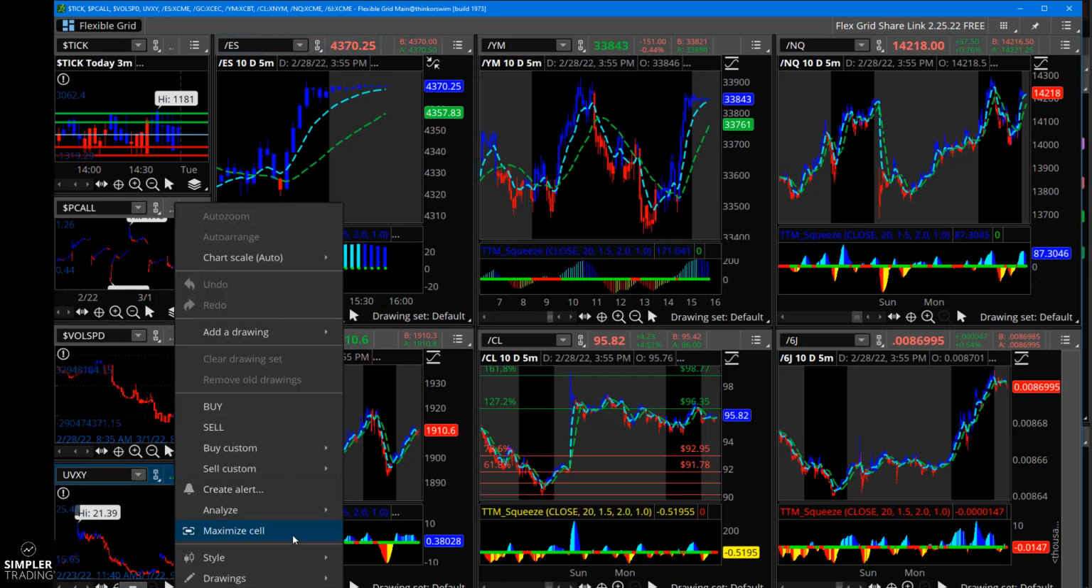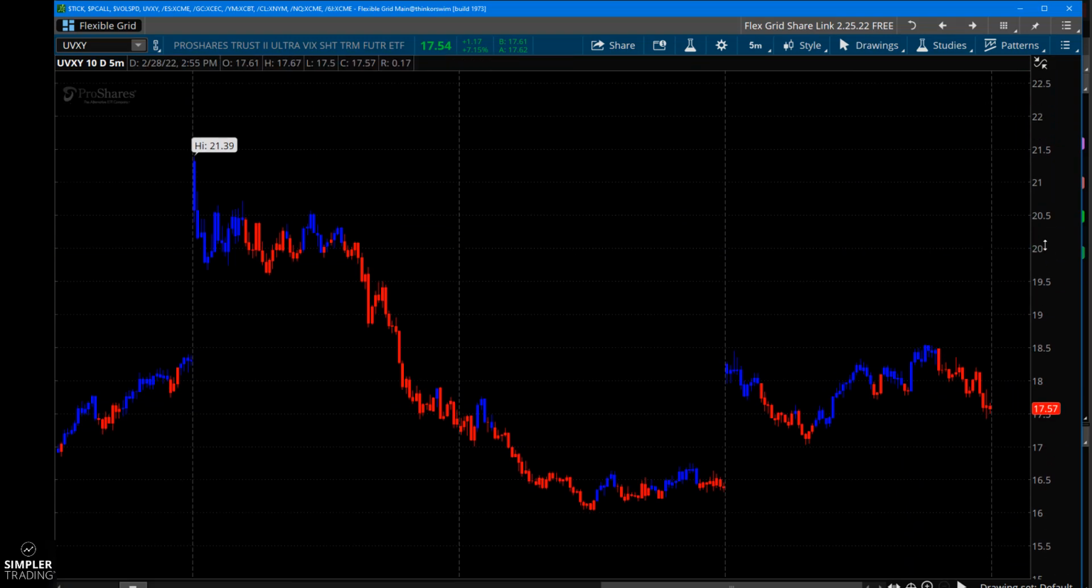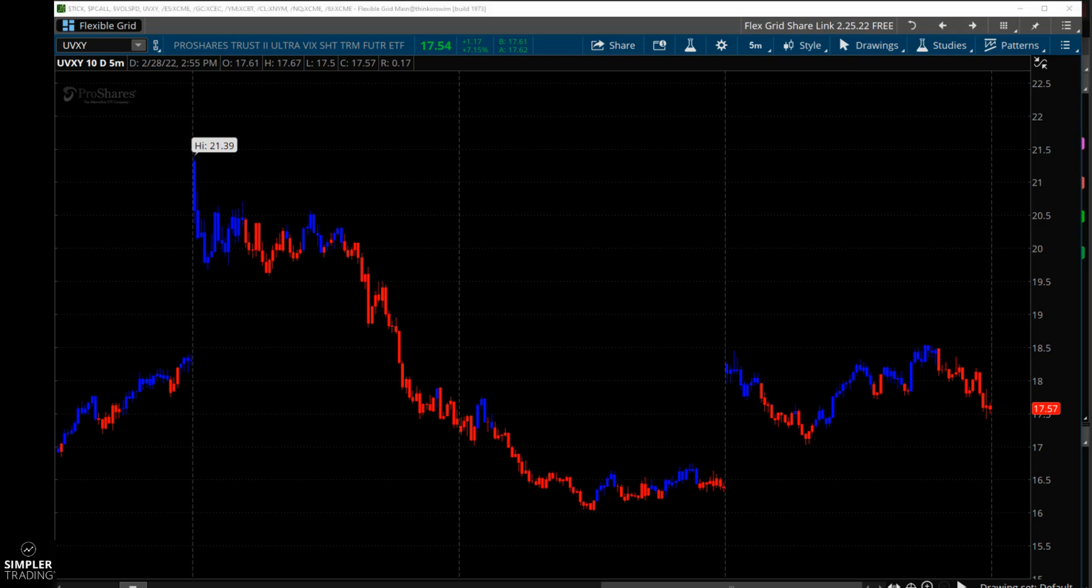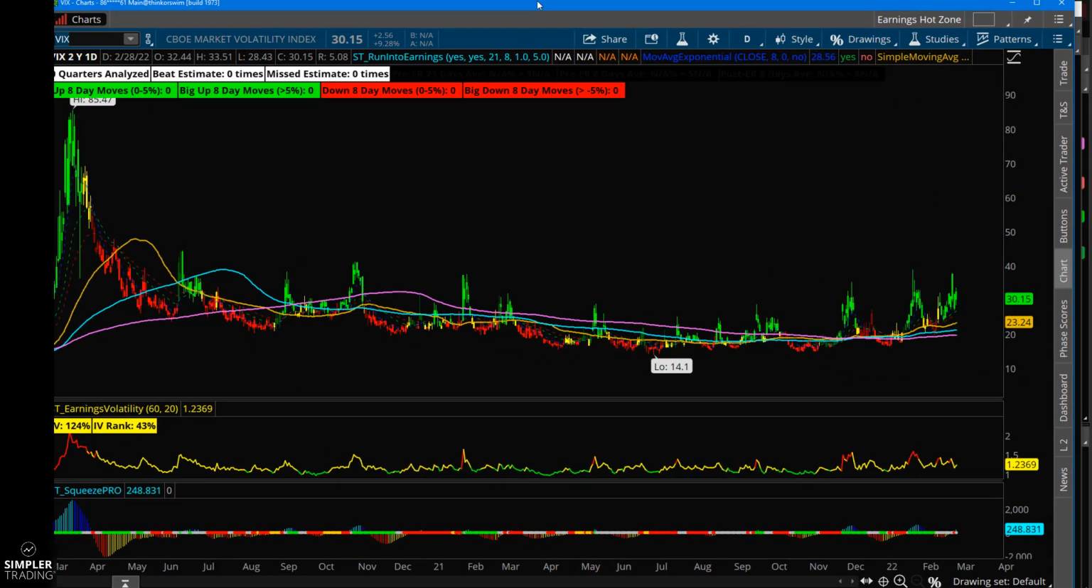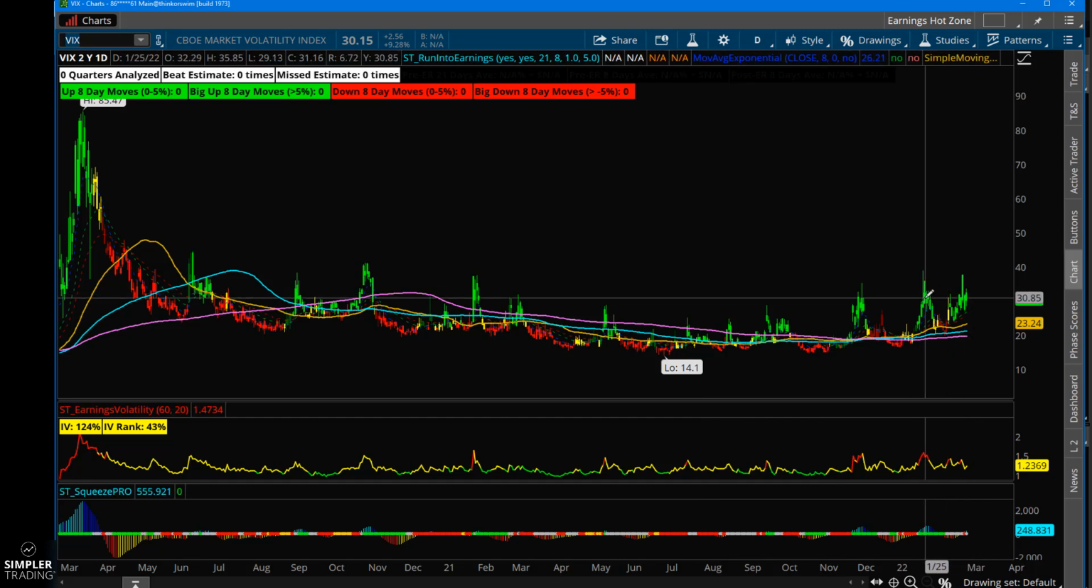Then you also have the UVXY. This one's been really important lately because the VIX has been at levels that we have not seen for quite some time. When you're focusing on a daily chart, for example, let's see if I can pull up a daily chart here. The VIX was up at about 30 today. And there have been a few times where it made it up to those highs at the end of January and then in the beginning of December.